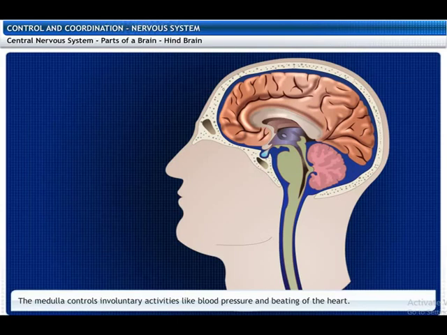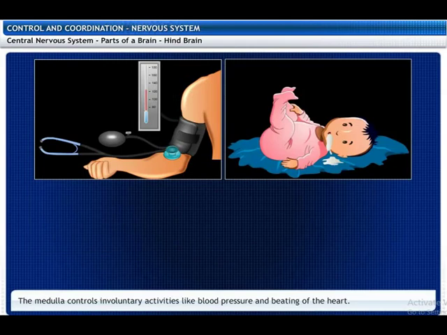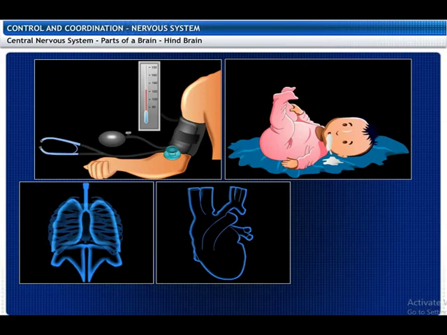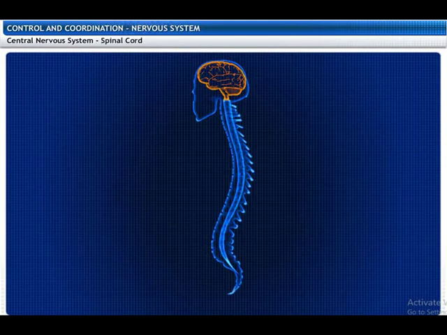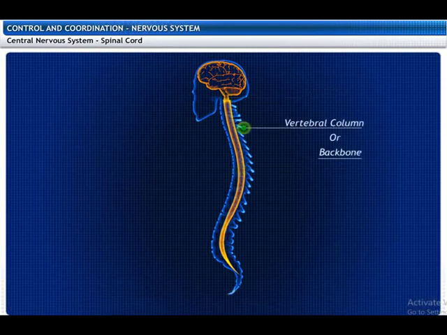Medulla controls involuntary activities like blood pressure, salivation, breathing, beating of the heart, and peristaltic movements of the alimentary canal. The next part of the central nervous system includes the spinal cord. The spinal cord extends from the medulla of the brain through the whole length of the vertebral column and is protected by the vertebral column or backbone.